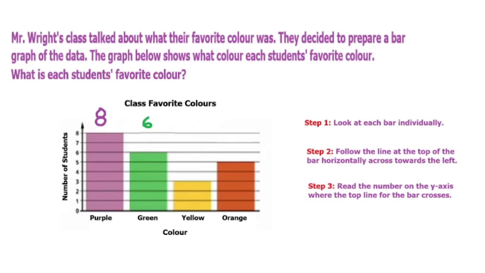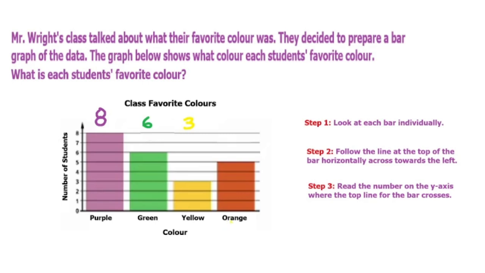Now let's do the yellow. So let's go to the top of the yellow bar, and we move across this way to the y-axis, and we see that 3 students like yellow. So that means we can put 3 here. 3 students like yellow.